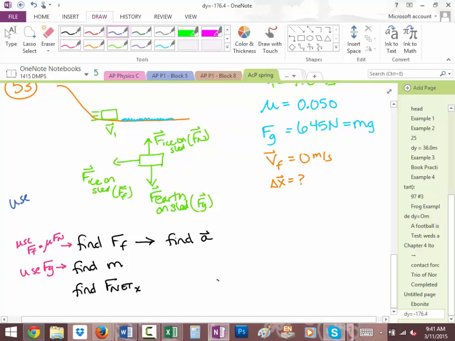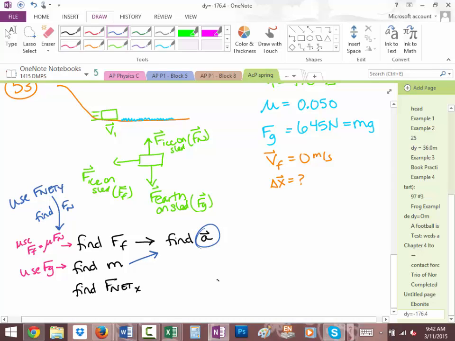So maybe we could use the F net in the y direction to find Fn, and then use FF equals mu Fn to find FF, and use FF and m to find A. Is that making sense? And if we do that and we find A, are we done?